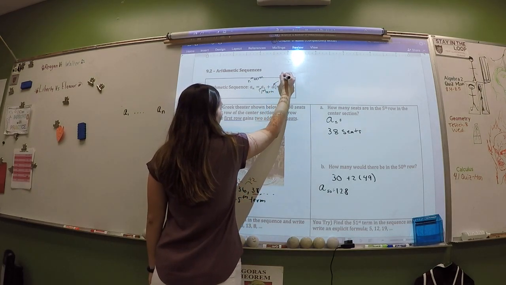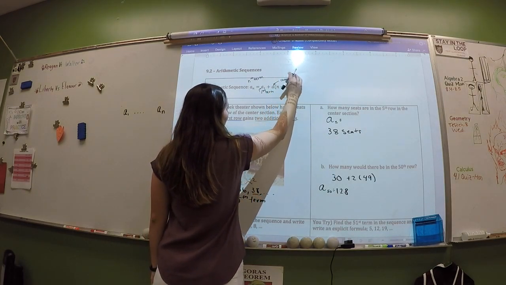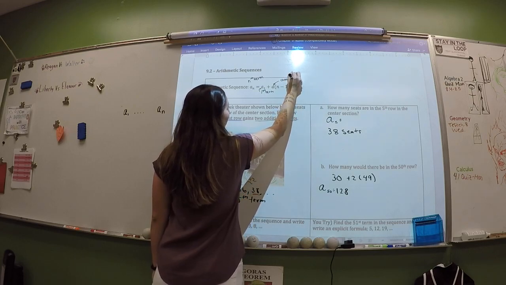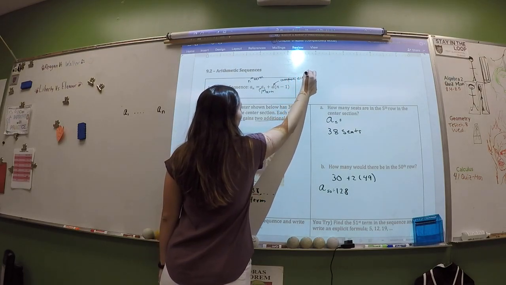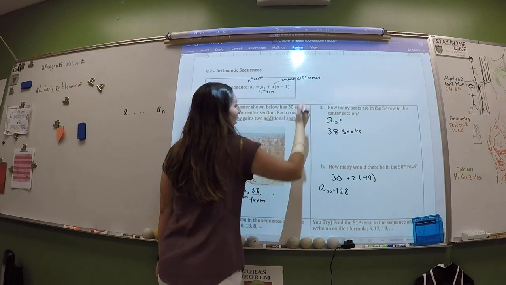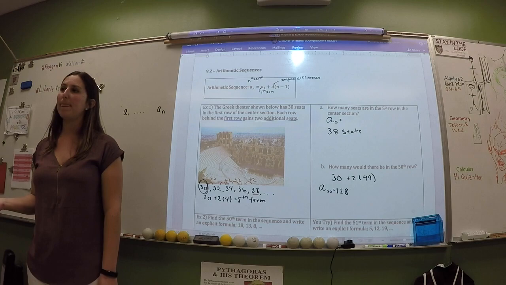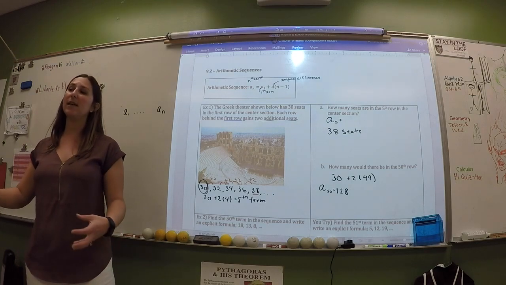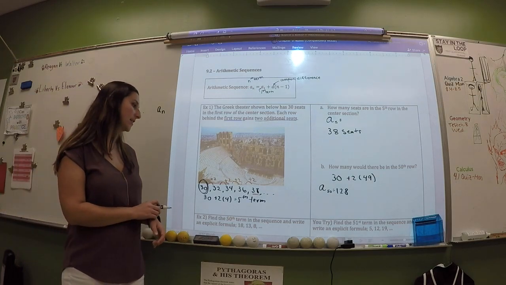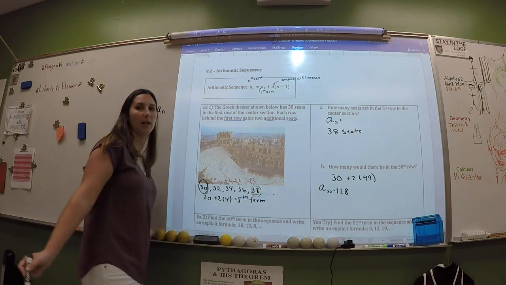This, d, is called the common difference. The common difference can be a positive number, but it can also be a negative number. Wait, the a sub n is the nth term? The nth term, like the actual term. So in this case, maybe like a sub 5.